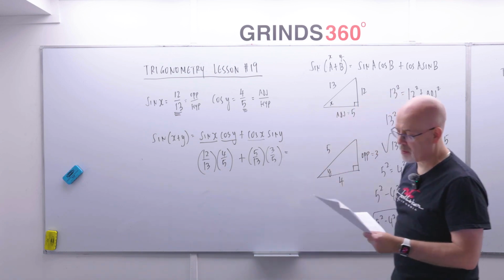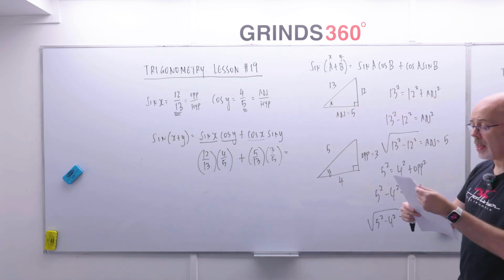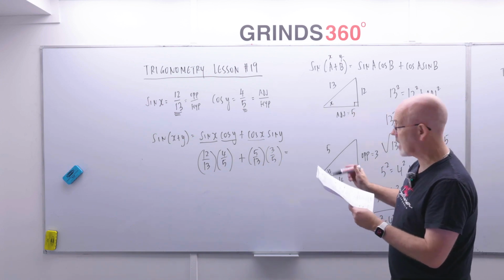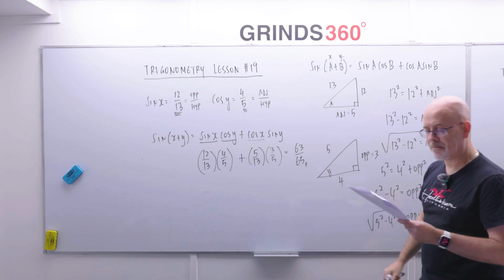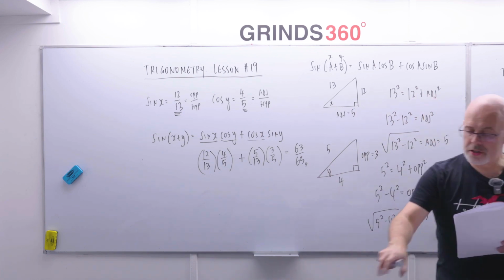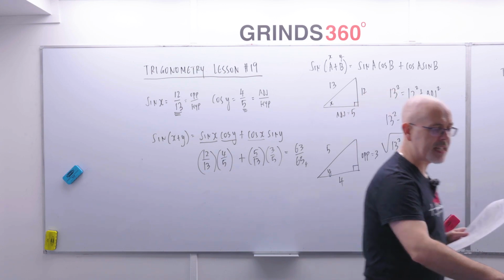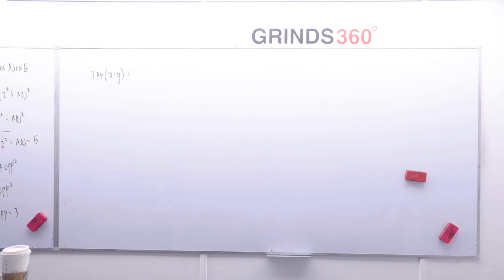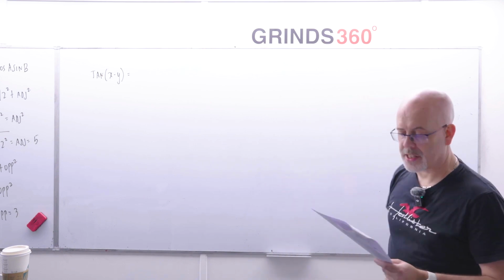And if I pop all of that into my calculator there, that turns out to be 63 over 65, if I do the addition there. And then to find the other bit, tan x minus y, the other thing I was asked to find there.